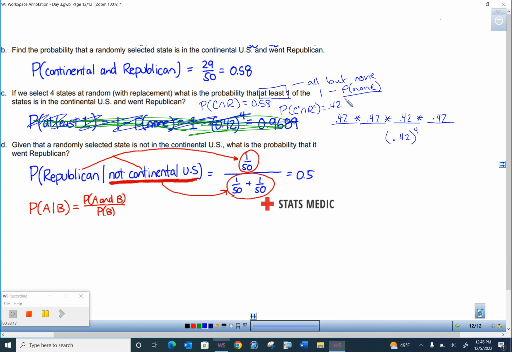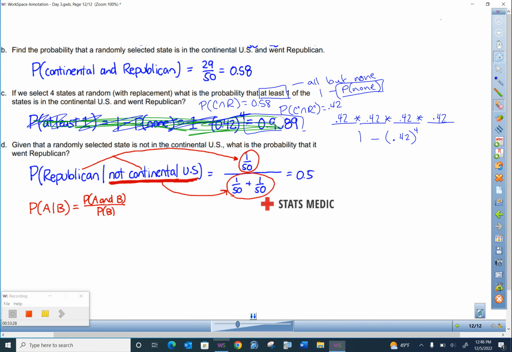But this is still just the probability of none, so my final stage is just taking 1 minus that. And this is not a very nice number, so you toss it in your calculator, and then we're just going to round to a few decimal places. 3 or 4 is great. And that is your probability that at least 1. And a lot of times at least 1, because it's all but none, it's pretty likely. You're always going to see some pretty high probabilities here, because we're only leaving out one possible outcome.